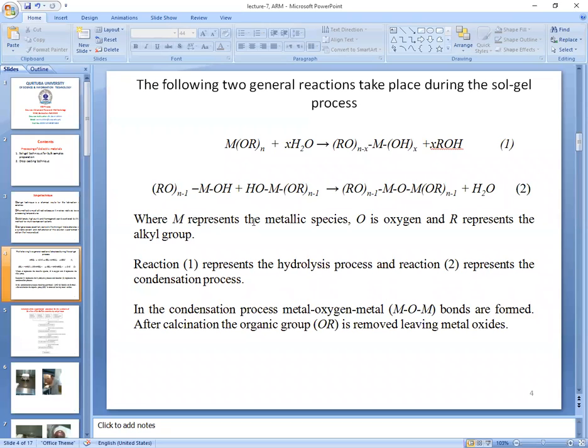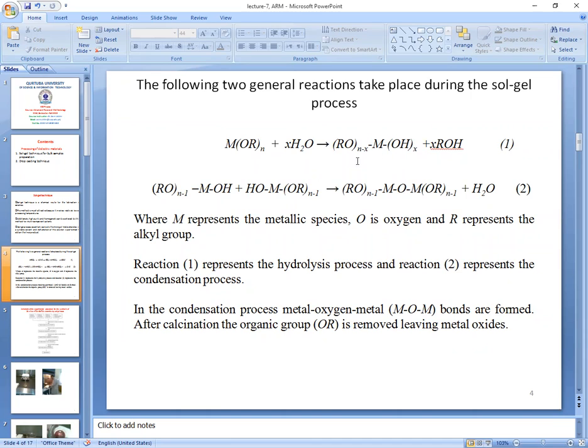So here M represents the metallic species, O is oxygen, and R represents the alkyl group. Reaction number 1 represents the hydrolysis process, and reaction number 2 represents the condensation process. In the condensation process, metal oxygen metal MOM bonds are formed after calcination. The organic group OR is removed, leaving metal oxides. So these are the two processes.